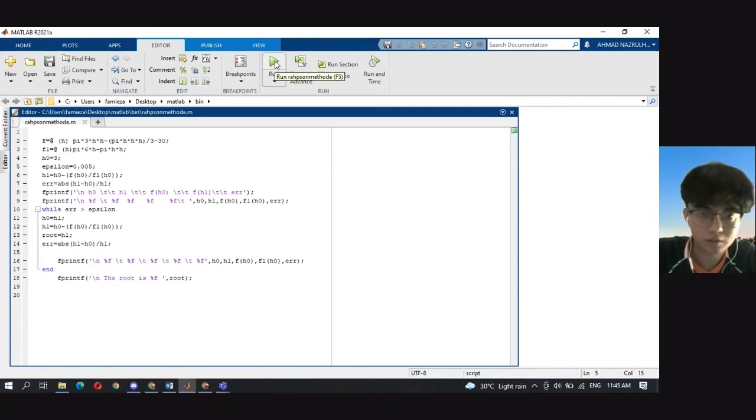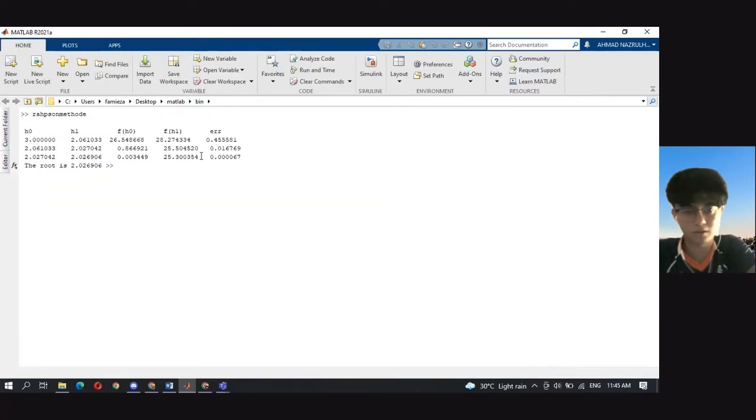So now I will run this code. After running the code, this is how the command will come out, and then it gives the final root, which is 2.026906 meters. So this is my final answer using the Newton-Raphson method.